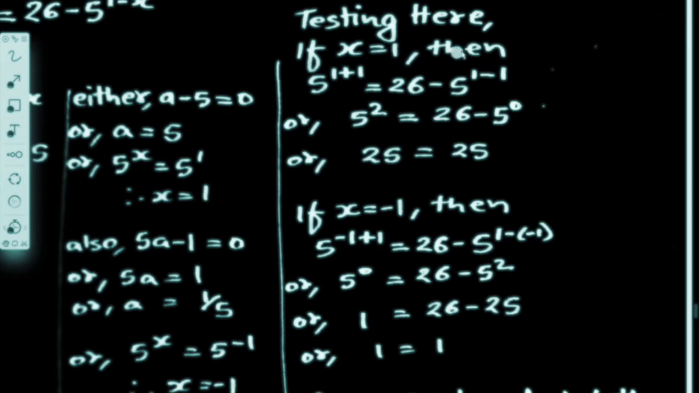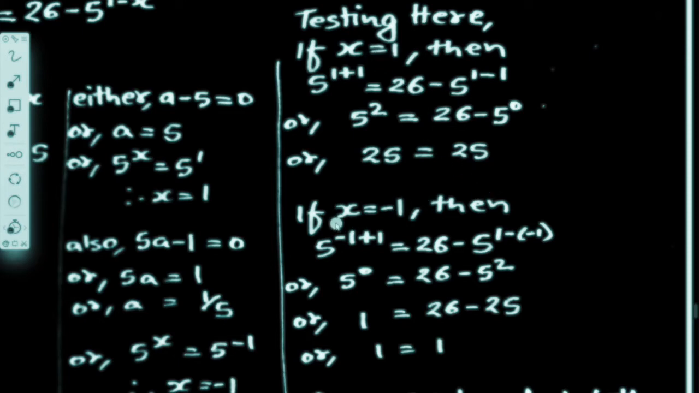If x is replaced with 1 in our first equation, then it comes 5 power 1 plus 1 equals 26 minus 5 power 1 minus 1. Now 5 power 1 plus 1 means 5 power 2 equals 26 minus 5 power 0. 5 power 2 means 25, equals 26 minus 5 power 0, which means 1. 26 minus 1 is 25. So 25 is the same. It means the value x equals 1 satisfies our equation, so this is our right answer.